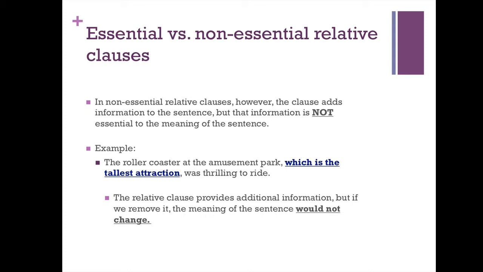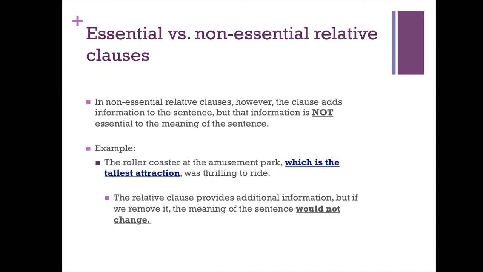Now, we know what an essential relative clause is, so it figures that a non-essential relative clause adds information to the sentence. Oh, it does. It enriches the sentence. But that information is not essential to the meaning of the sentence. In other words, if we took it out, the meaning of the sentence really would not change, or it wouldn't be any less clear. All this is supplementary information.